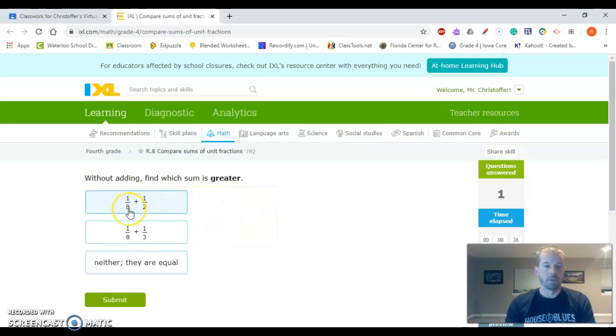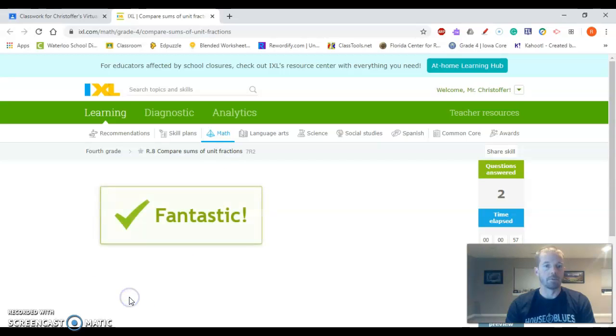This one I'm looking at, I see 1/8 plus half. I see 1/8 plus 1/3. I see the 1/8 are equal. So now what I'm going to do is I'm going to compare these two fractions, and I know that half is more than 1/3. It's saying which is greater, so 1/8 plus half is greater.